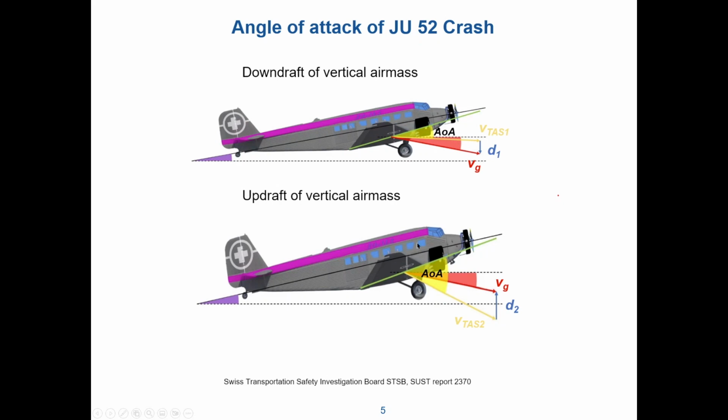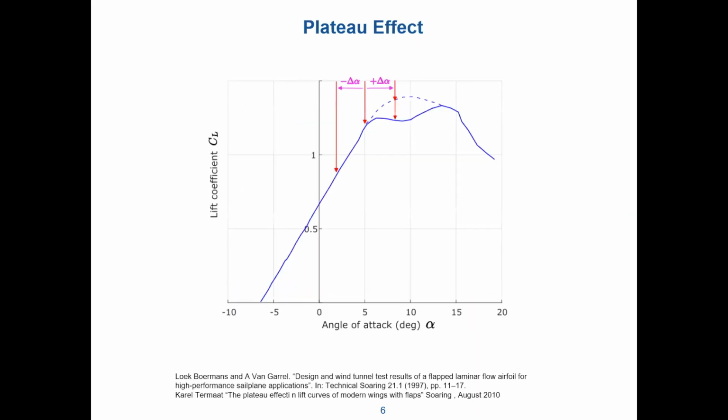And this is also very dangerous in gliders if you fly in the Alps or in the mountains and close to a ridge, too slow, and with the bursty nature of thermals, then your angle of attack increases. And that could be dangerous for a stall. Okay, what is now the so-called plateau effect?